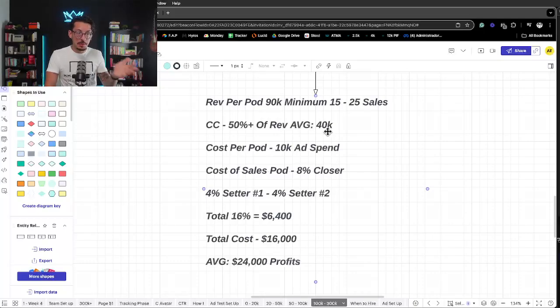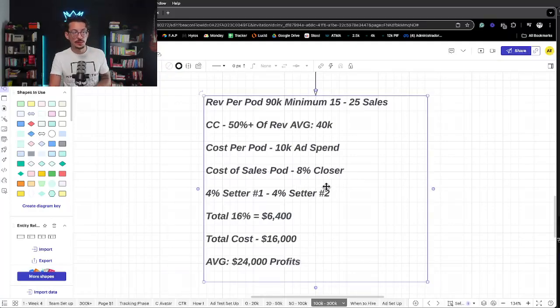But each pod should be making a minimum of 90K, 15 to 25 sales per month. 25 sales is on the higher end, it's a little bit difficult, but it's totally possible. The cost per pod in ad spend should be around 10K. That's what I've seen, and not only for my own company, but for the people that we help. If you spend 10 to 15K, you should be able to hit 100K per month, okay?